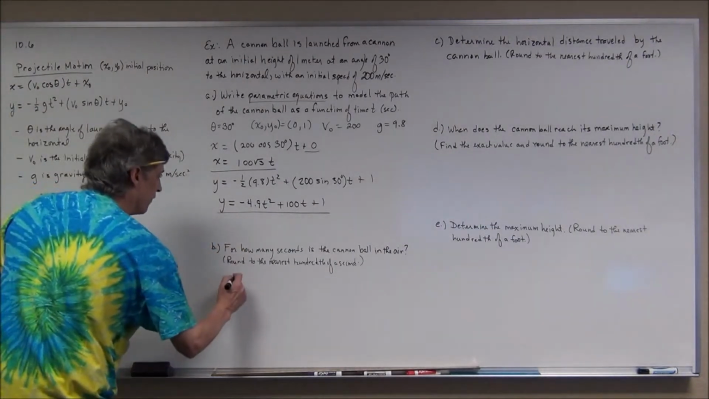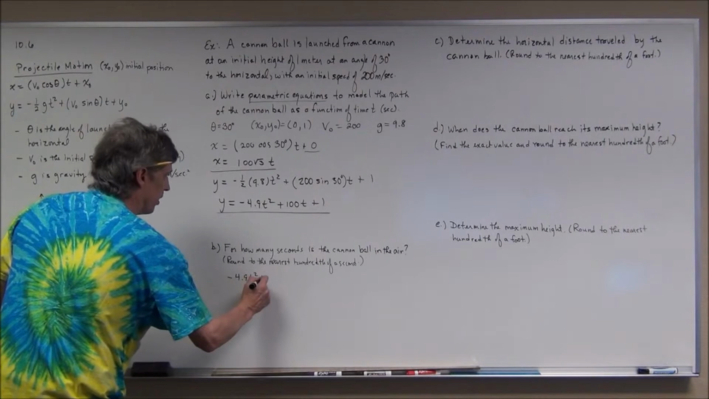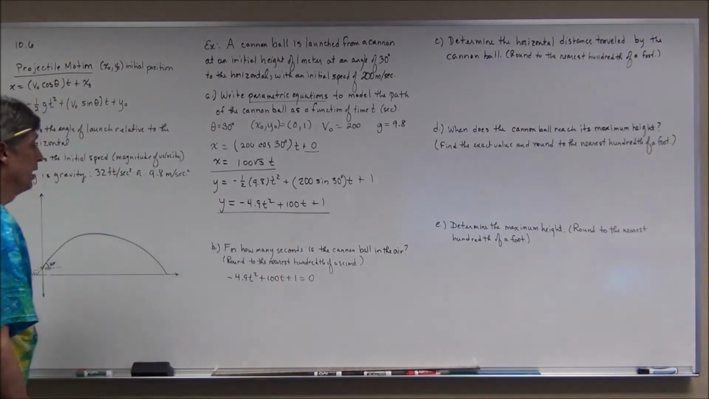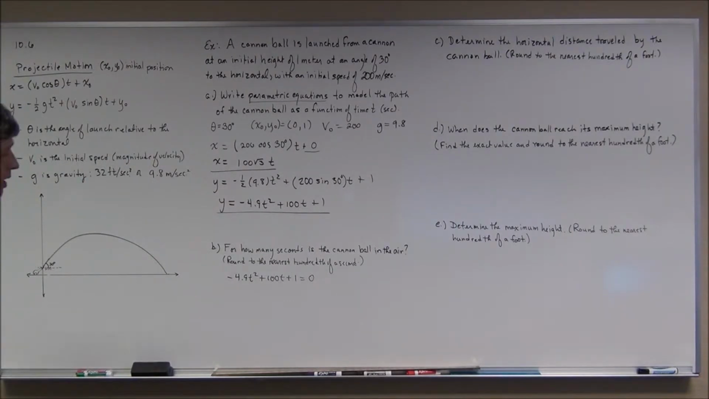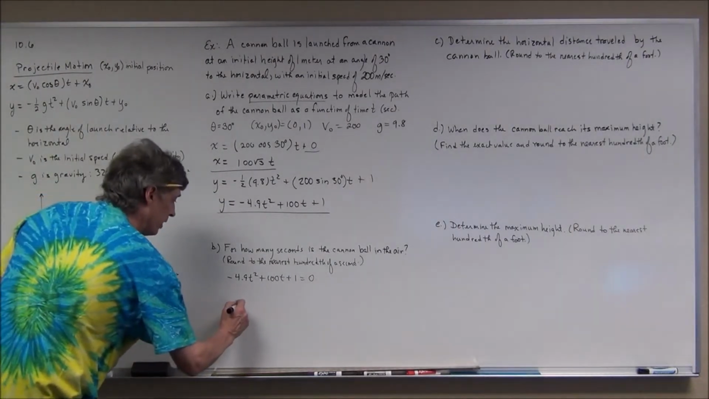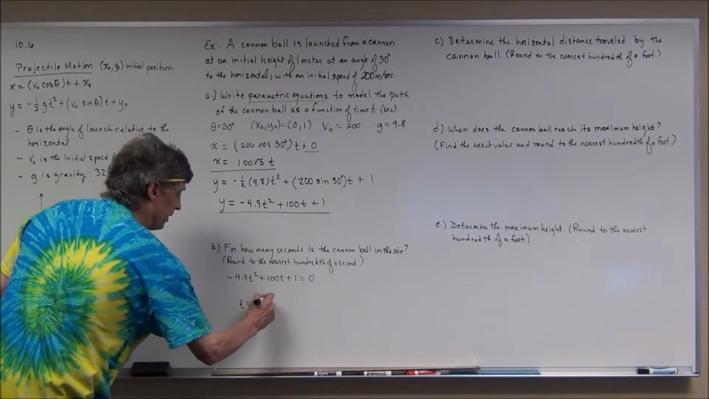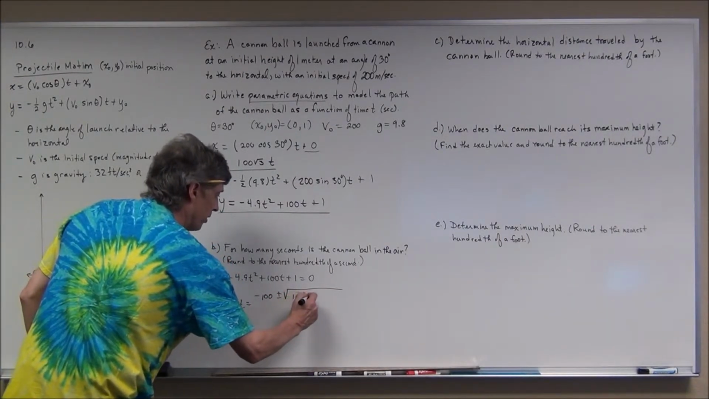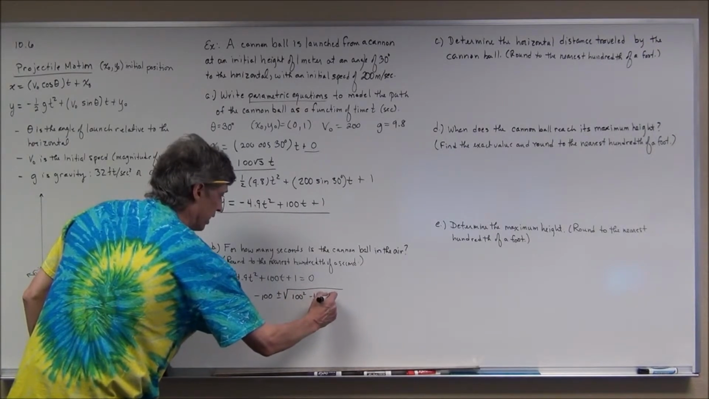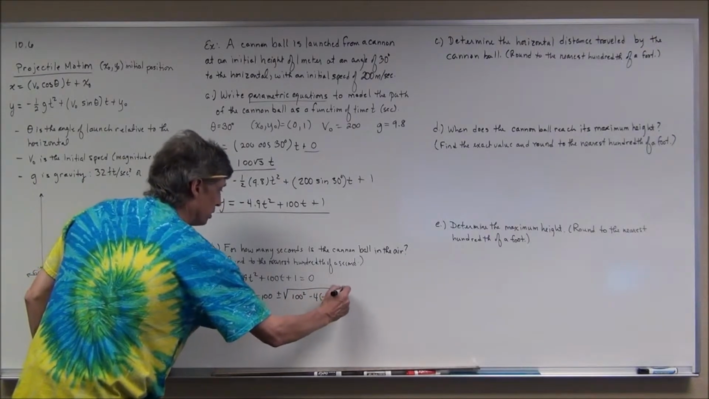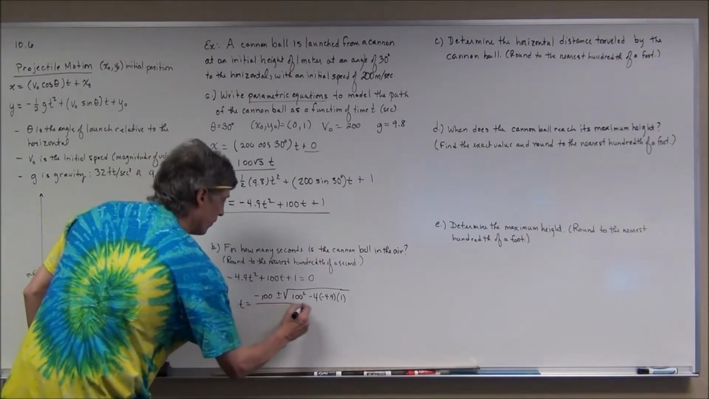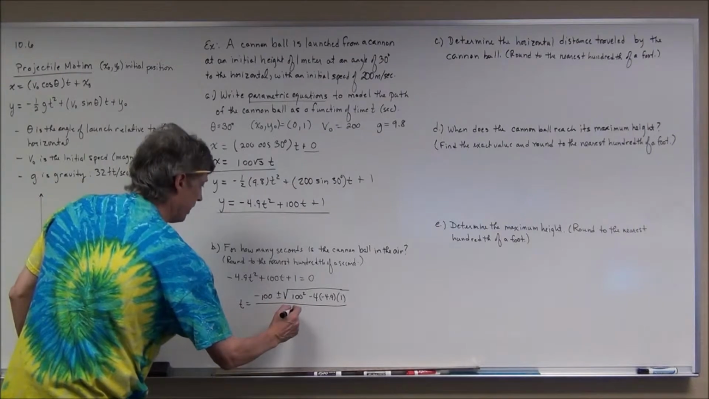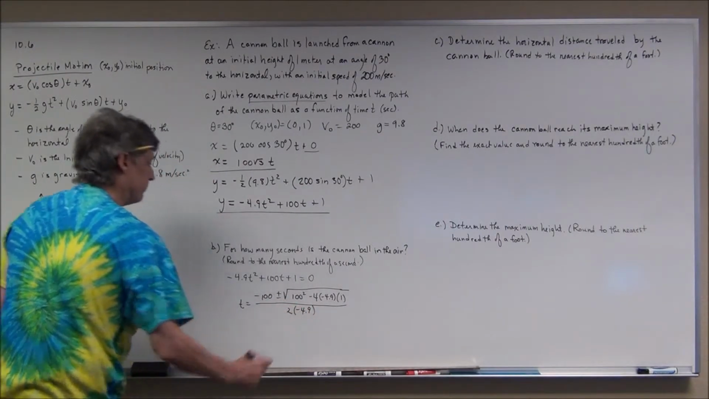So I'm going to take negative 4.9 t squared plus 100 t plus 1, and I'm going to set it equal to 0. And this is not going to factor. I'm going to have to use the quadratic formula. t is equal to the opposite of b plus or minus the square root of b squared minus 4 times a, which is negative 4.9, times c, which is 1, all over 2a, or 2 times negative 4.9.